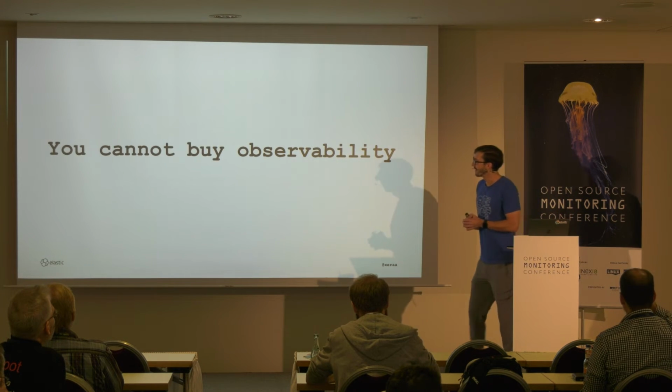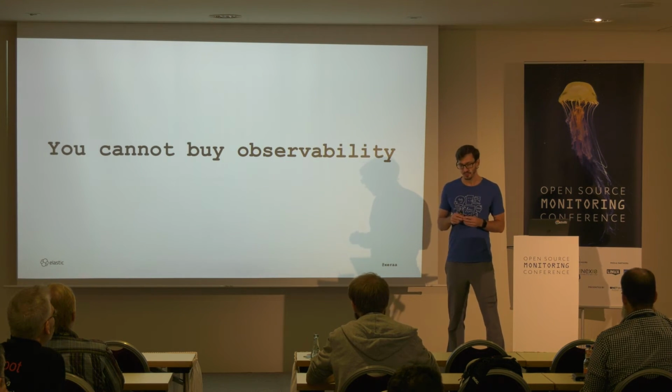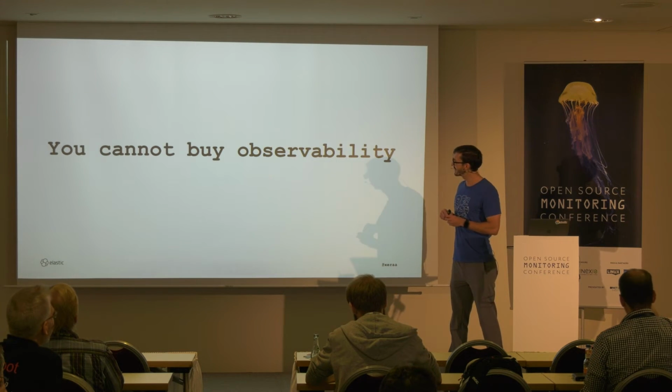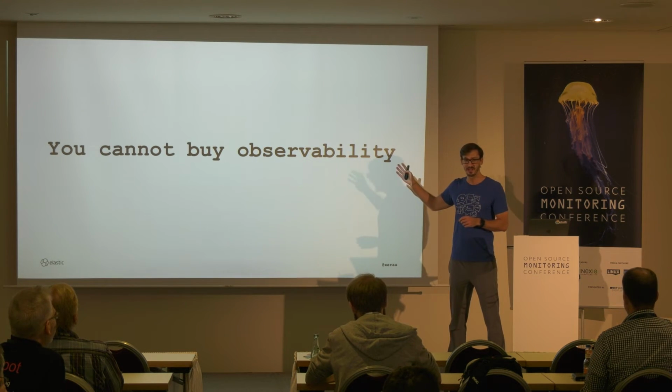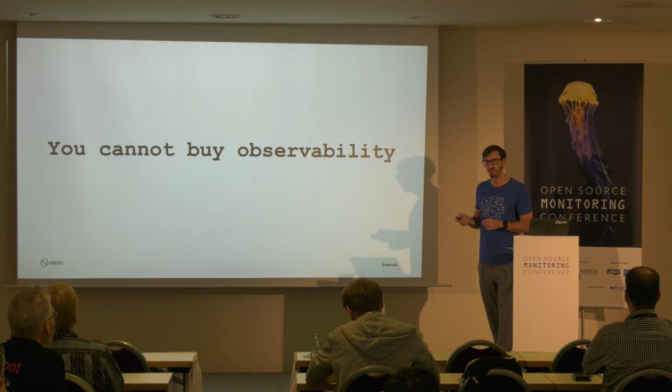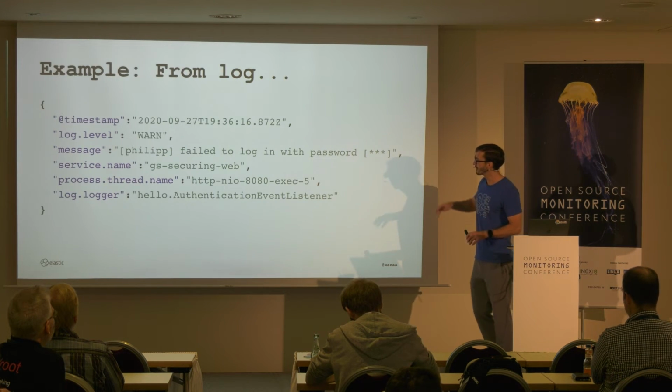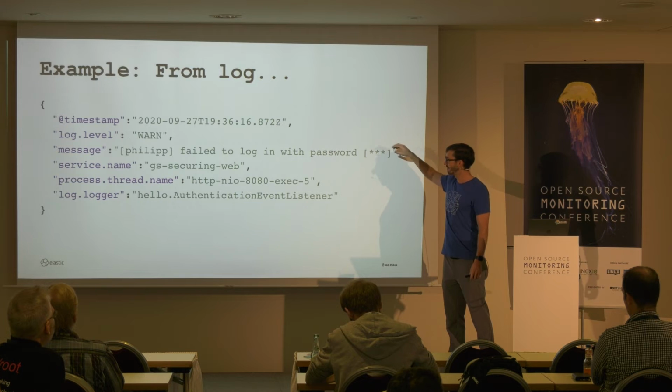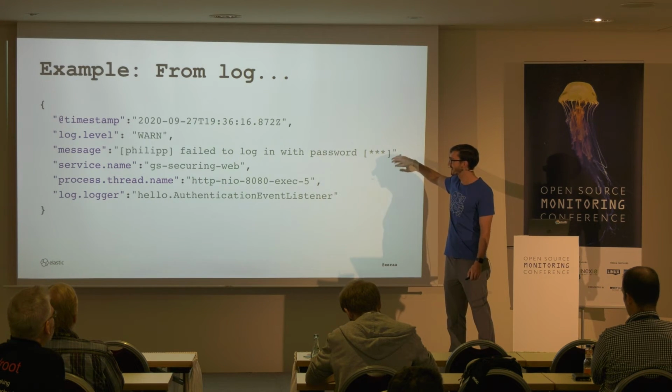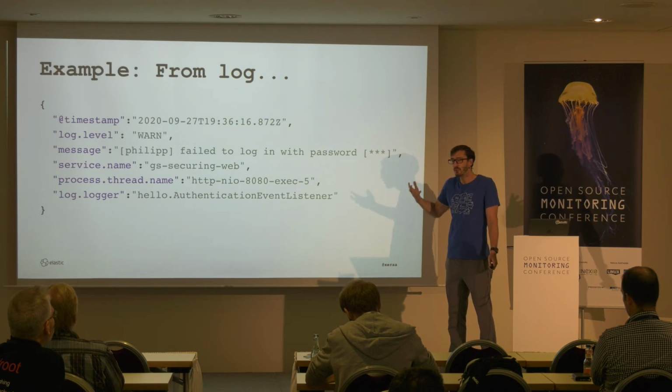And then the thing that the vendors don't want to hear, or don't want to say, I guess, is that you cannot buy observability. And that leads me back to that example from yesterday about logs. So this is like the classic log line. You can read this, and it kind of makes sense. And I have some standard information that you might have in your Java application.